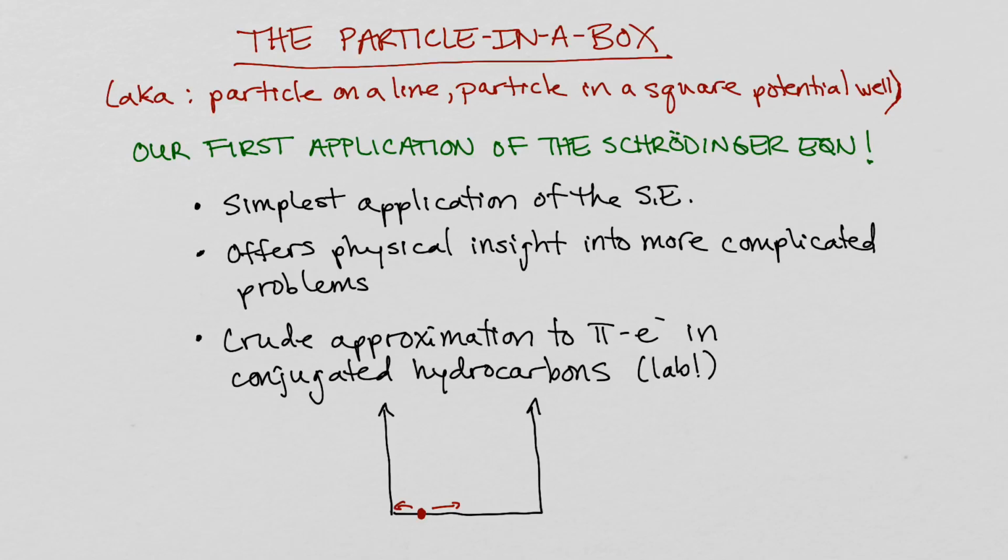Specifically, we'll see application for it to the pi electrons in conjugated hydrocarbons, which is going to be the lab that you do related to this topic. So you're going to apply the particle in a box model to a bunch of conjugated dyes, and you're going to see how well it works. Okay, so basically this is just our simplest example of utilizing the Schrodinger equation, and that's why we are starting there.